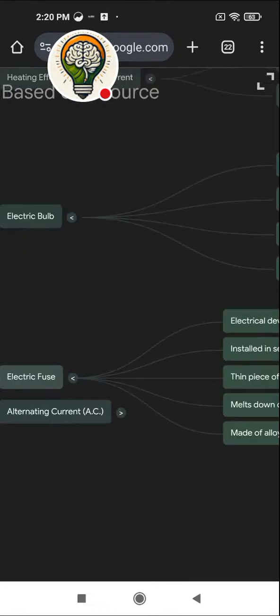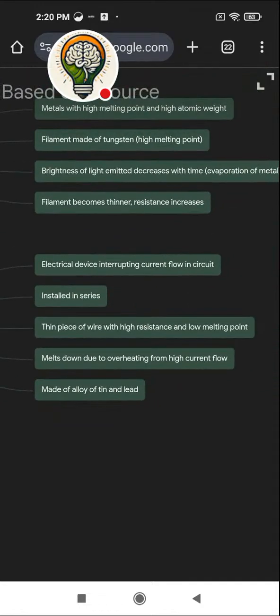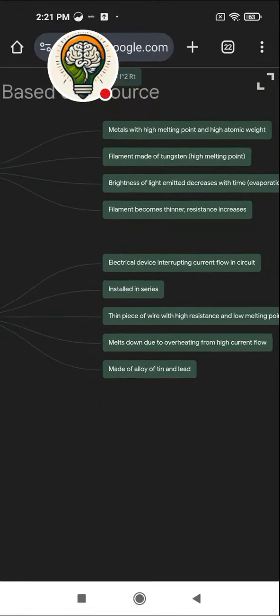Then electric fuse, an electric device interrupting current flow in circuit, installed in series. A thin piece of wire with high resistance and low melting point, and it melts down due to overheating for high current flow, and made of alloy of tin and lead.